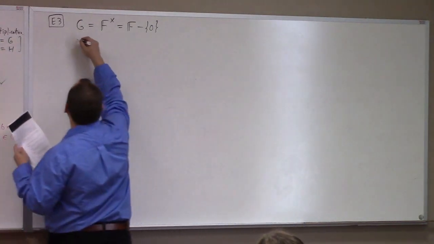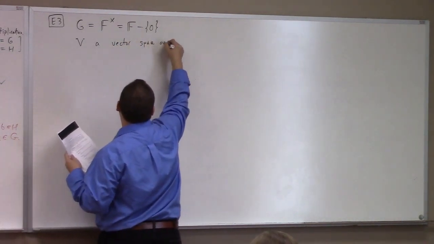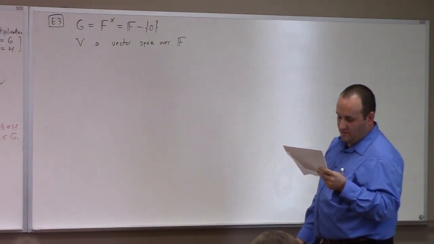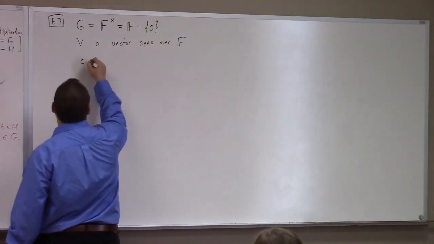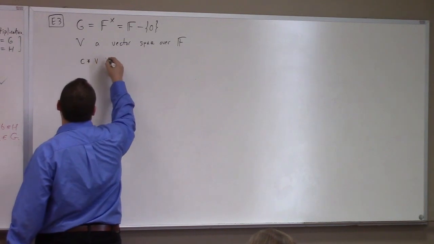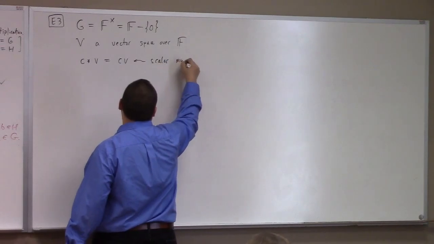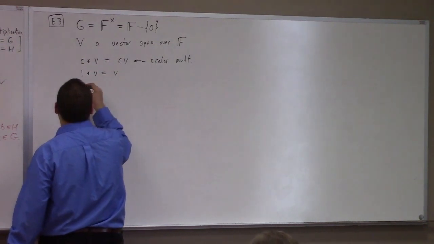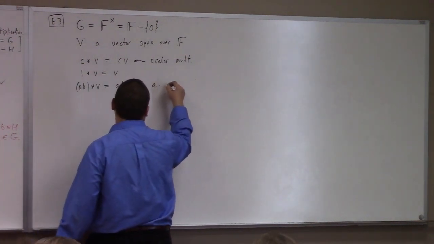So if you have V, a vector space over F, then the scalar multiplication defines an action of G on V. So if I do c star v equals cv, where this is the scalar multiplication in the vector space. Of course, we have 1 times v is equal to v, and we also have that if we have ab scalar multiplied, that's equal to a.